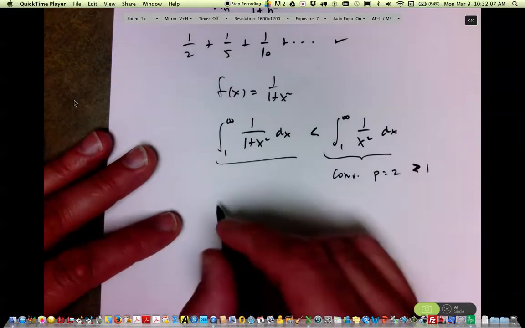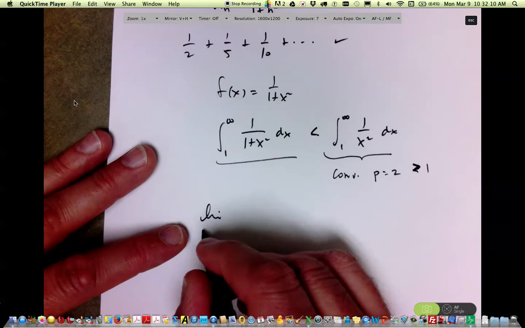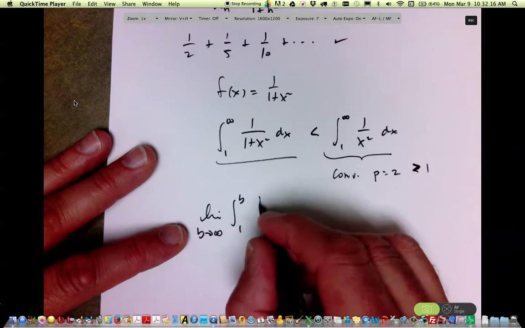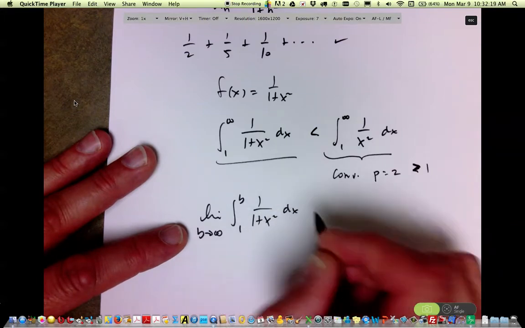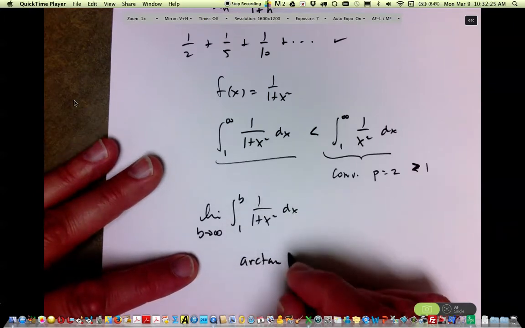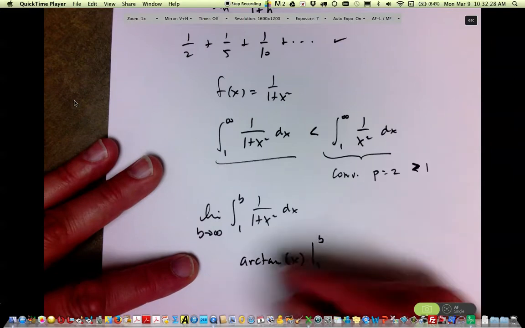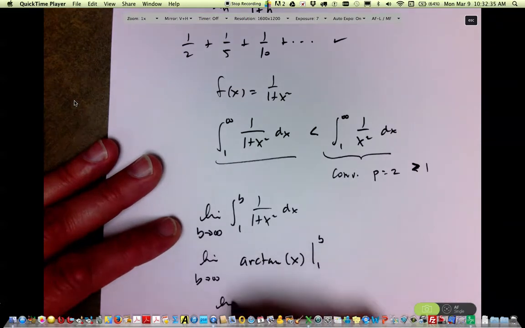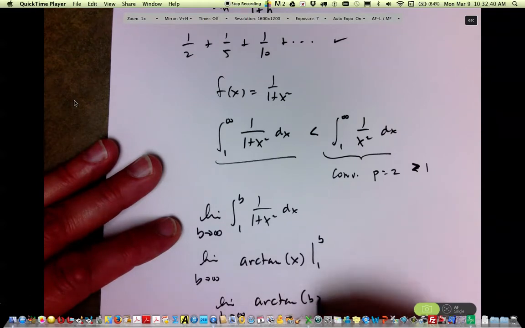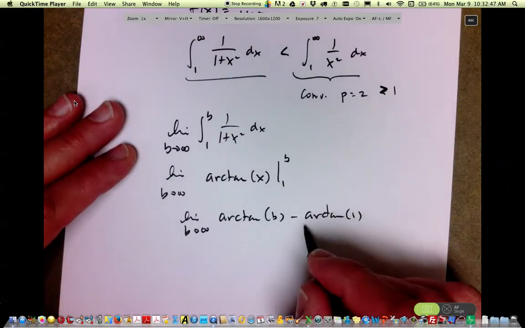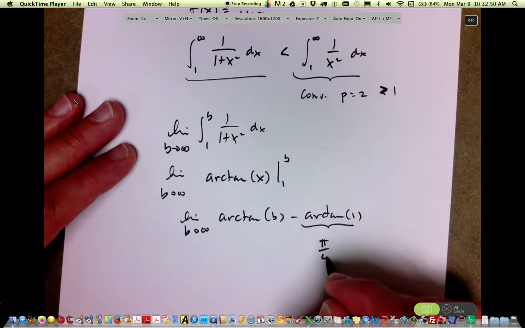Now the other thing we could do here is ask, what does this converge to? We could say the limit as b goes to infinity of the integral from 1 to b of 1 over 1 plus x squared dx. This integral is going to give me arctangent of x. We're going to go from 1 to b, and then we're looking at the limit as b goes to infinity. So we get the limit as b goes to infinity of arctan of b minus arctan of 1. This number is pi over 4.